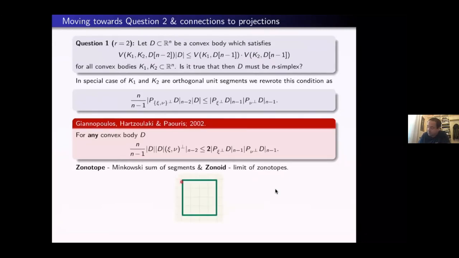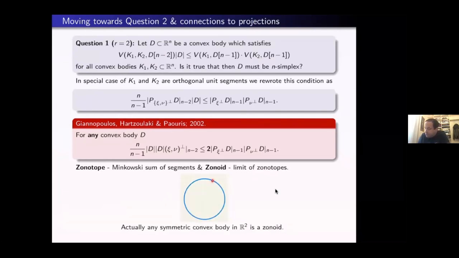For example, this square, as we discussed, is a sum of those segments. So it's a zonotope. Or this rectangle is a sum of those two segments. So it's a zonotope. But this guy is also a zonotope because it's a sum of those segments that I draw. And even this guy, no, it's not a zonotope, but it's a zonoid. It takes a bit of calculation to show that it's a limit. And there are many, many other things.